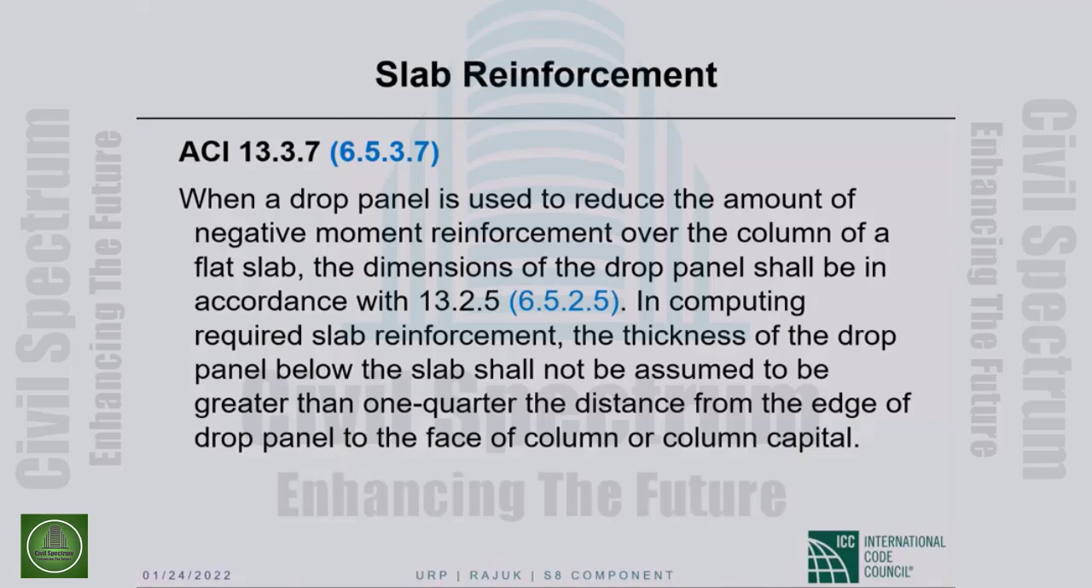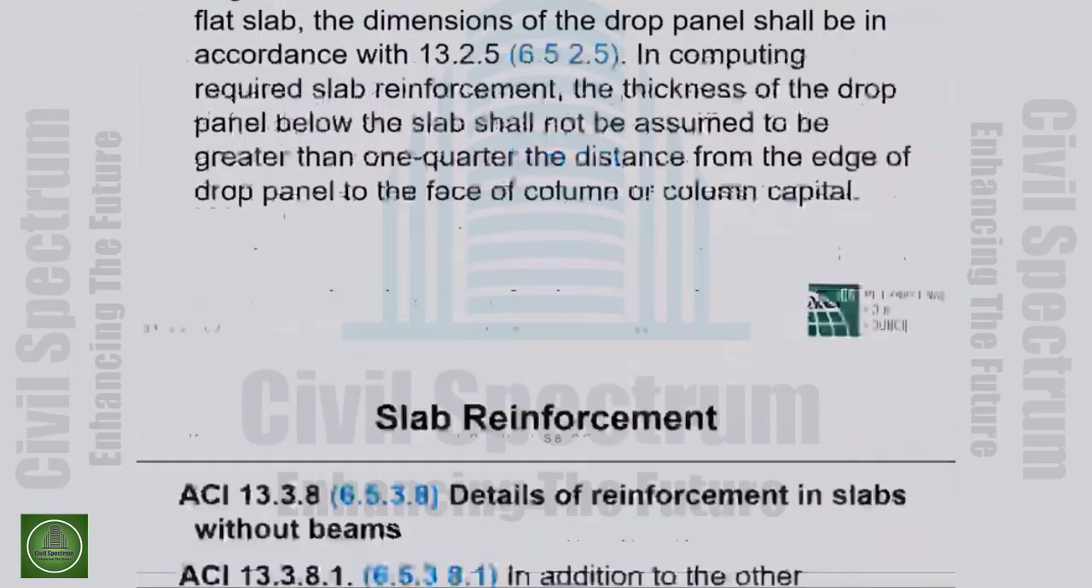It's not exactly what I said. It is not saying disregard anything that is more than 1/4 the thickness of the slab. It is saying, so let us read, the thickness of the drop panel below the slab shall not be assumed to be greater than 1/4 the distance from the edge of drop panel to the face of column or column capital. Okay, so you will not take it any more than 1/4 of the thickness of the slab plus the drop. That's what it is saying. Anyway, you will understand it if you read it closely.